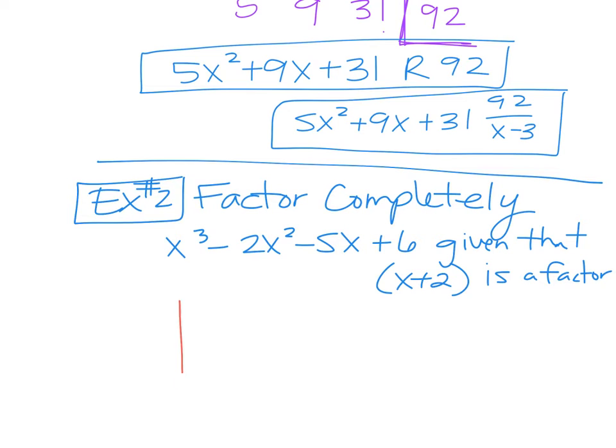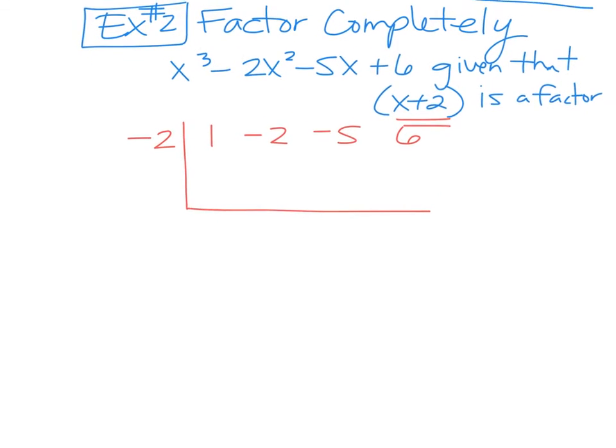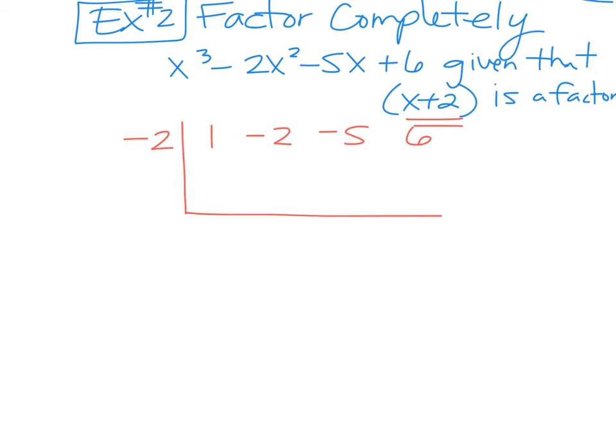So what number goes out in front? -2. That comes from here, right? Opposite of, or the 0. Think of it as the 0. So -2 out in front. We didn't skip any x's, so it's going to be 1, -2, -5, and 6. You with me? Okay, so carry that 1 down. 1 goes here. -2 times 1 is -2. Remember, we're adding, not subtracting. What do we get?